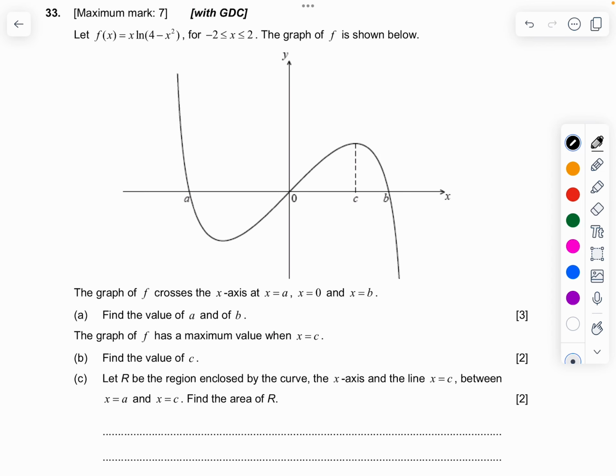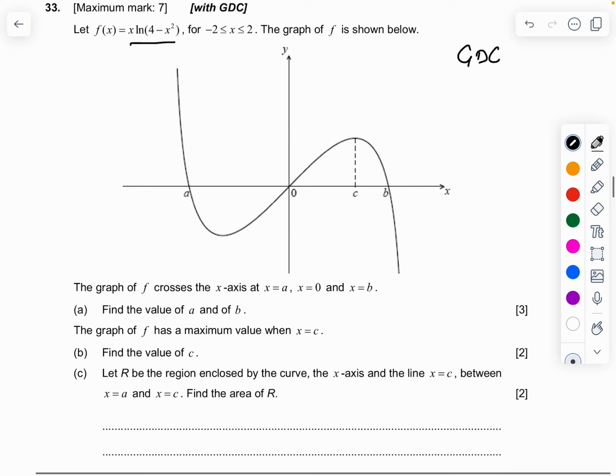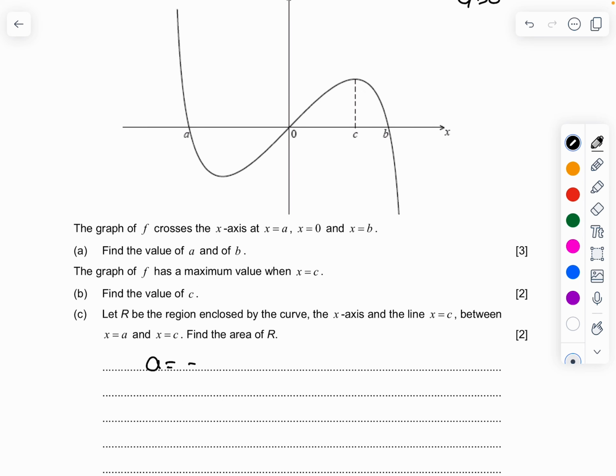Question number 33. f of x equals x ln of 4 minus x square. The graph of f is shown below. The graph of f crosses the x-axis at x equals a, 0 and b. Find the values of a and b. So again, plot this in the GDC. You should get a as negative 1.73 and b as positive 1.73.